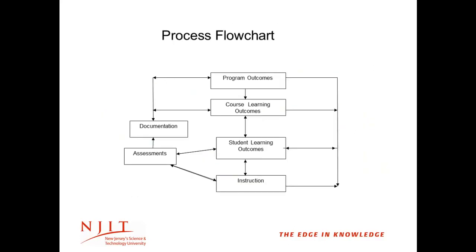What I've just been saying can be seen very simply in this flow chart. So you start with program outcomes, course learning, student learning, and your instruction, and it's a cycle so that you're always assessing and you're providing the documentation on whether the students are achieving or not, and you're making changes as necessary to improve teaching where needed.